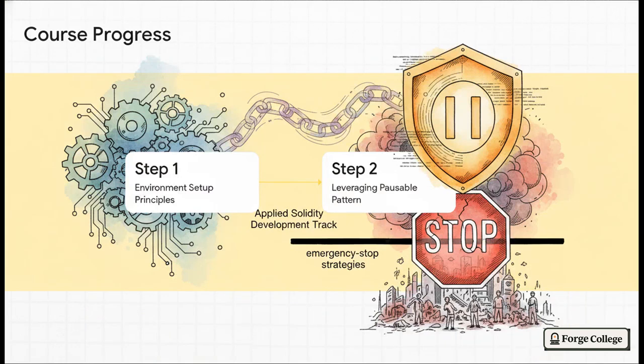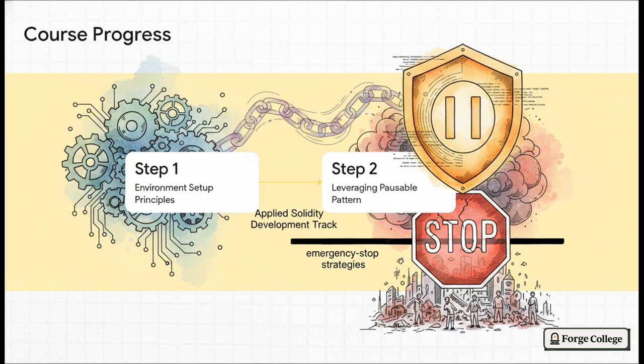So, building on our previous lesson on environment setup principles, we're now deep into the applied Solidity development track. Specifically, we're looking at how to effectively leverage the pausable pattern. Look, the mechanics are pretty easy, right? At the end of the day, it's really just a Boolean flag. But deploying those pauses without causing absolute chaos for your loyal users, that's the real challenge.